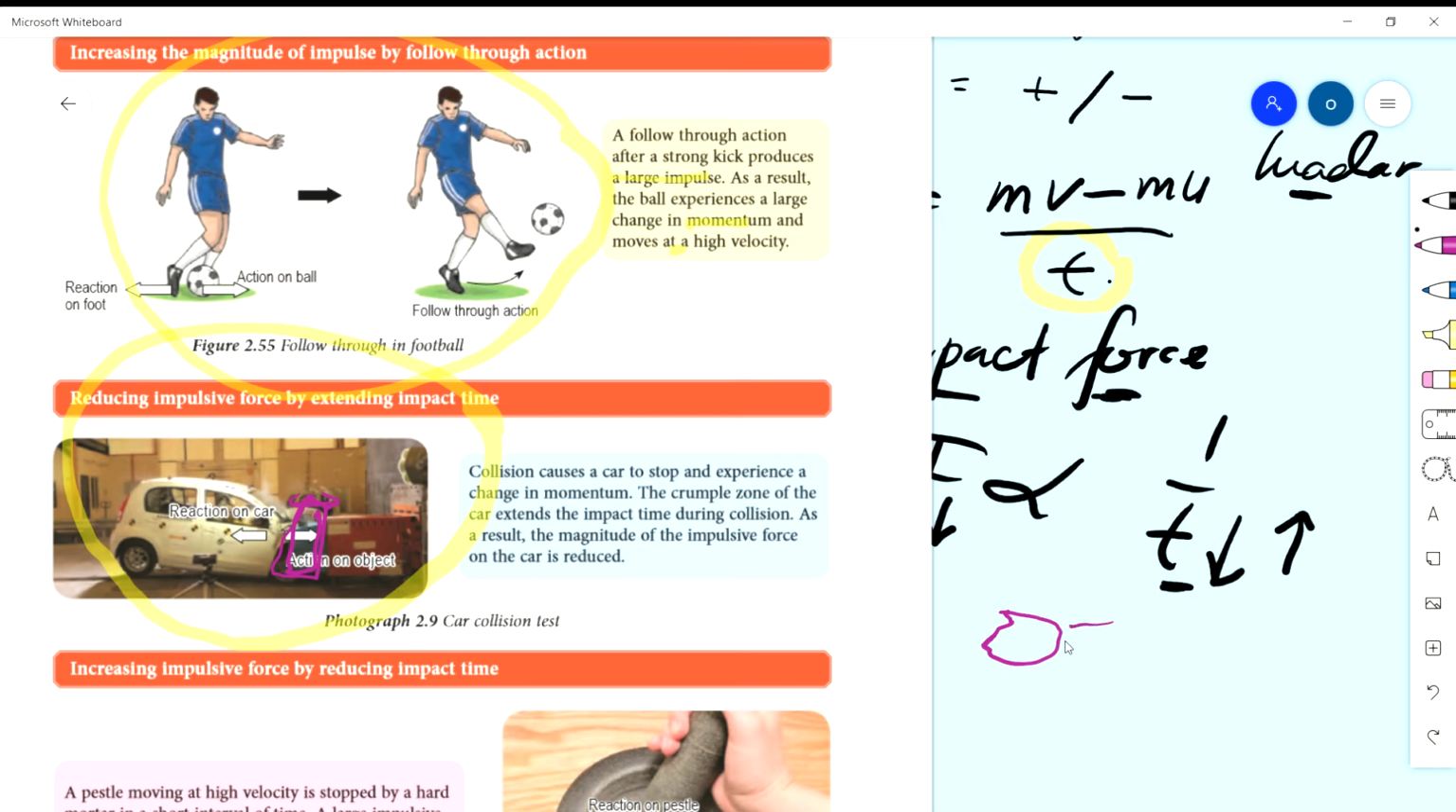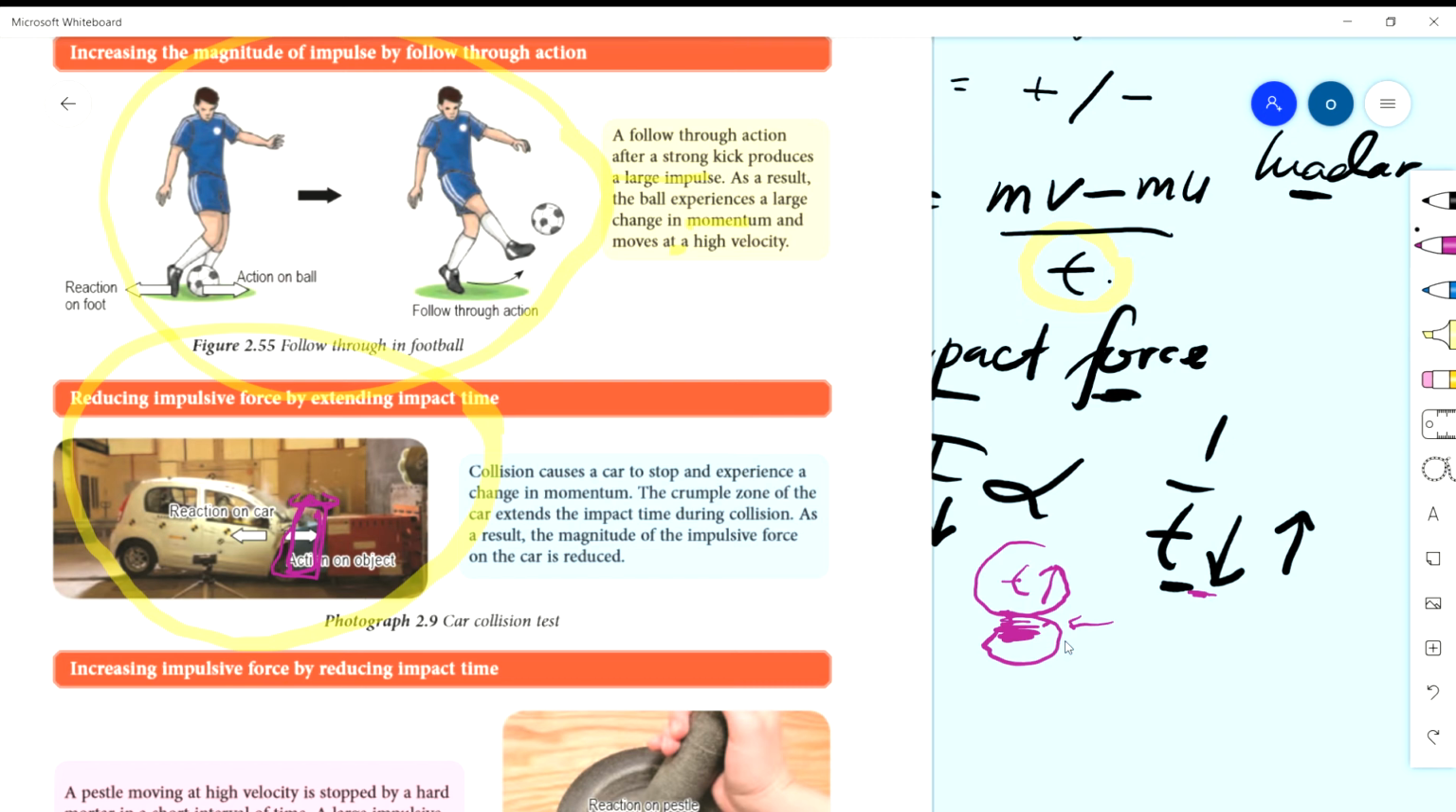Bila kena accident, dia langgar. So, bahagian ni remuk. Remuk ni maksud dia, masa ketika dia remuk tu, time dia increase lah. So, bila time dia increase, force dia kurang lah. Lagi teruk dia remuk, lagi kurang dia punya force. So, kalau dia keras kat sini, T dia sangat kecil. Means force dia tinggi.